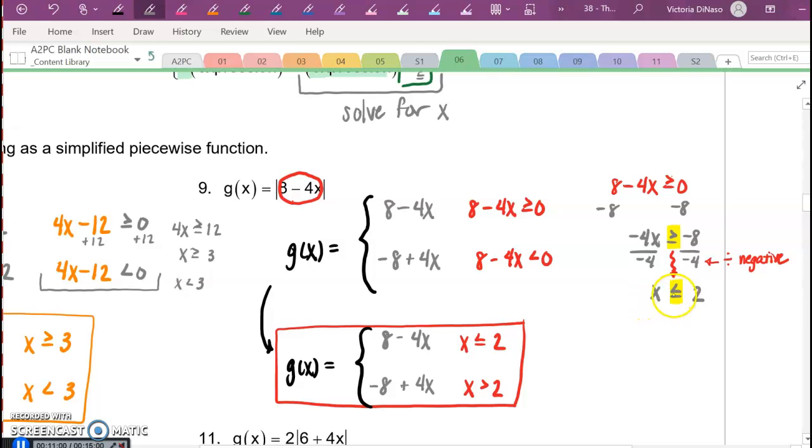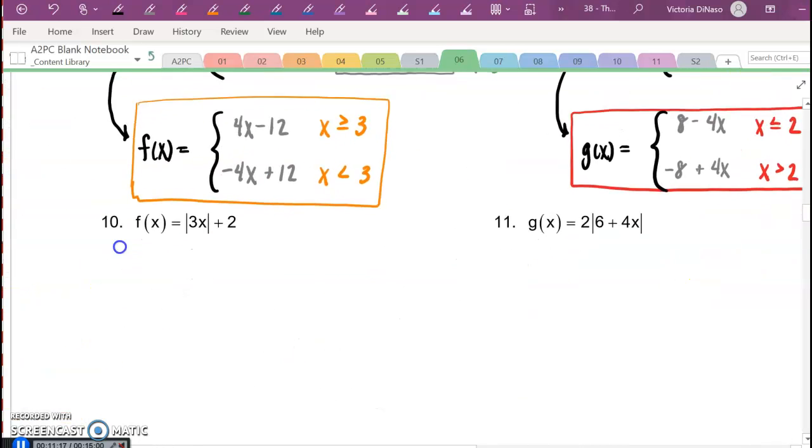So we have x is less than or equal to 2, and then we have x greater than 2 as our inequalities. So this one was a little bit different because we were dividing by a negative. So super important, whenever you divide by a negative, flip the inequality. This is the only example where we have to do this.